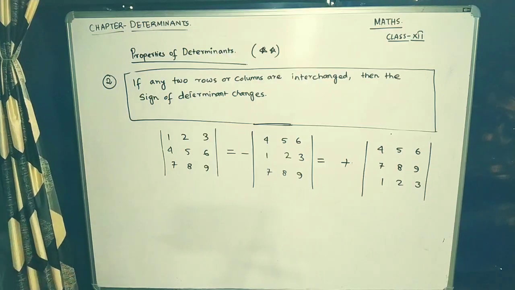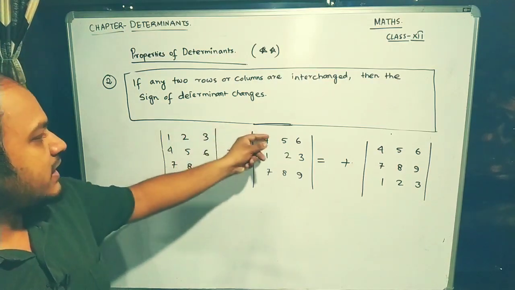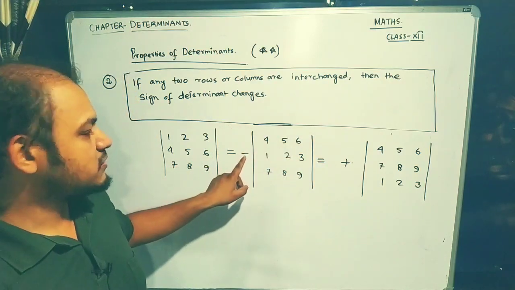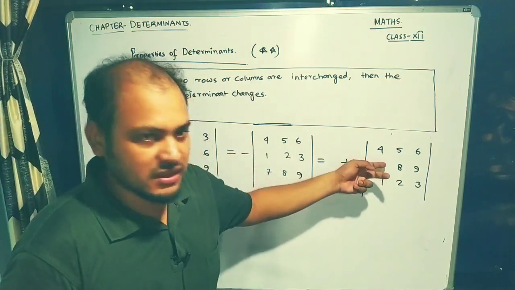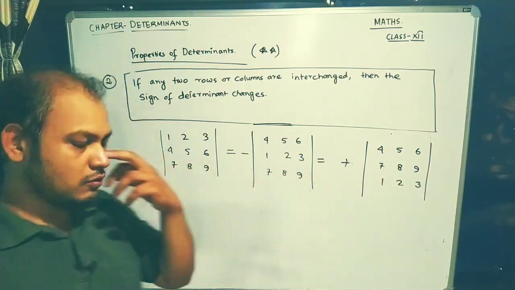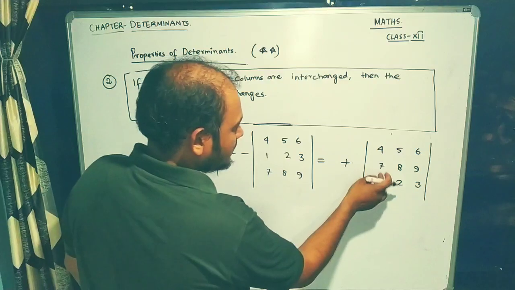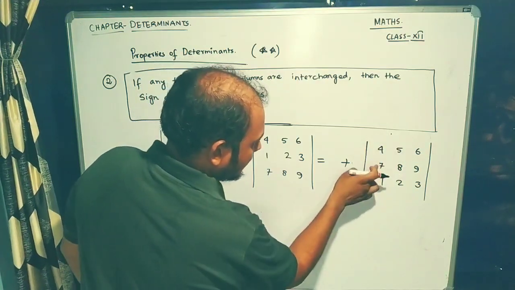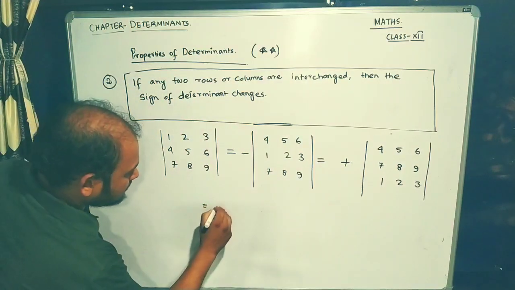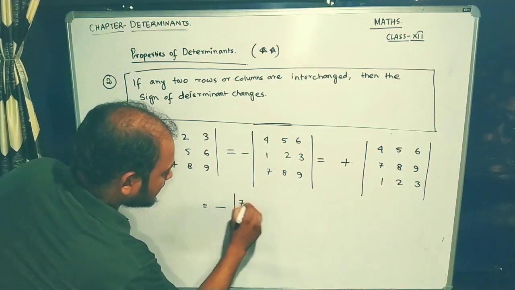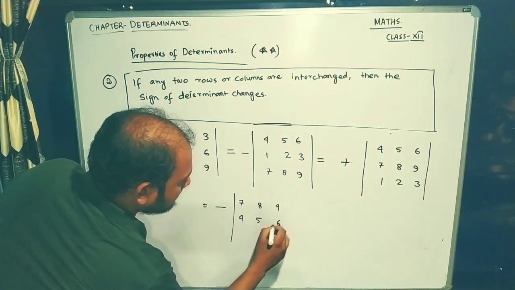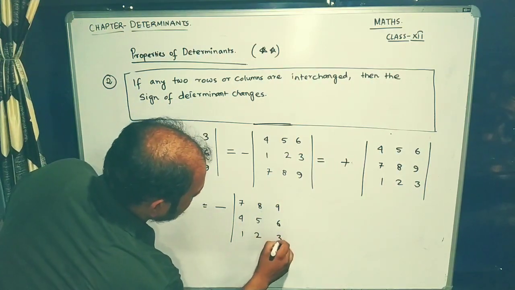Now it must be clear to you that if we change it one time, then we get a minus. Then if we change it another time, minus minus becomes plus. Then if we change it a third time, it will again become minus. A fourth time, it will again become plus. So it goes on like this. So if I perform another operation, let us say I bring 7, 8, 9 in this position and 4, 5, 6 in this position, then it will become minus, 7, 8, 9 and 4, 5, 6 will come here and then 1, 2, 3 will remain here.